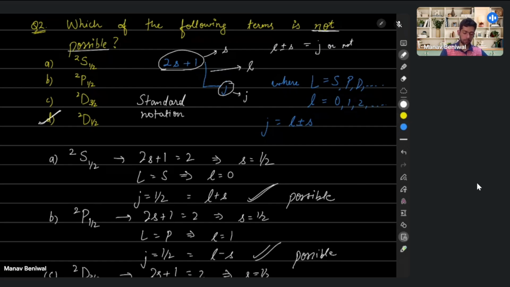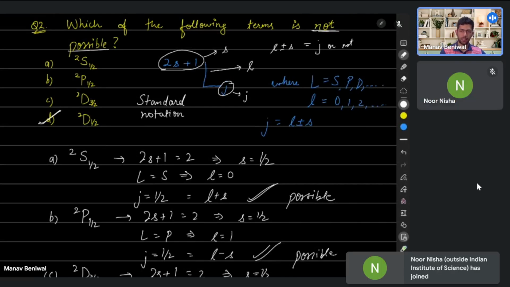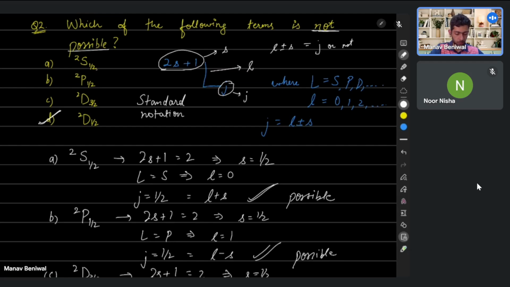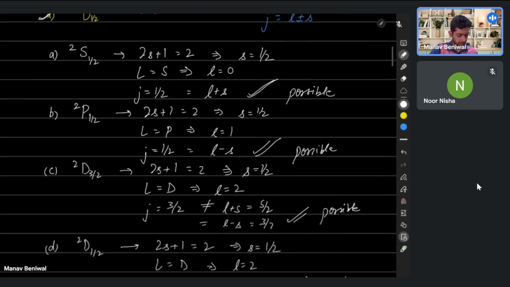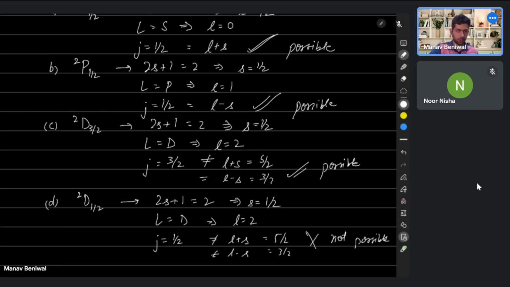For the first three cases, we see that when you have S or P or D 3/2, we can write J as l plus s or l minus s, and therefore these three spectroscopic terms are possible. However, for the last one, we see that J is given to be half, but we cannot write it as l plus s or l minus s. Therefore, this spectroscopic term is not possible.